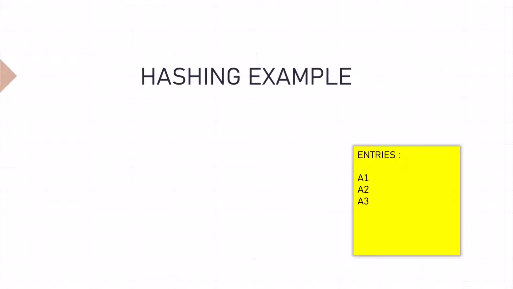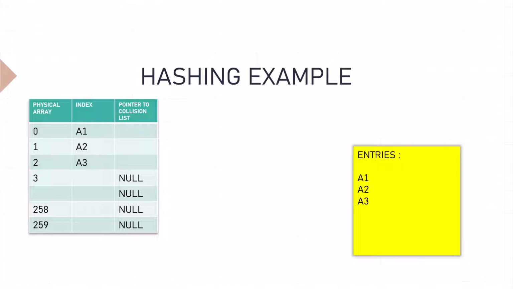If we have entries like this, their cell names A1, A2, A3, and this is our physical array, you can see them already placed there in the free locations. If our next cell name is B1 and, using the hashing method, it maps onto the same location as A1, then we have a hash collision. And so we create that collision list and you can see A1 points to B1. Similarly, if we have B2 coming in and B2 hashes or maps onto the same location as A2, then we have a hash collision again, and we can create a collision list with A2 pointing to B2.